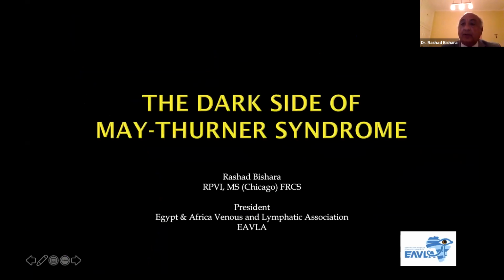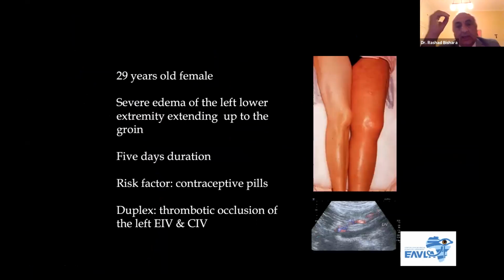I'm going to talk about the dark side of May-Turner syndrome. Here is an example of the dark side. That's a 29-year-old female who presented with severe edema of the left lower extremity extending up to the groin, of 5 days duration. She was on contraceptive pills. Her duplex ultrasound showed thrombotic occlusion of the left external iliac and common iliac veins.